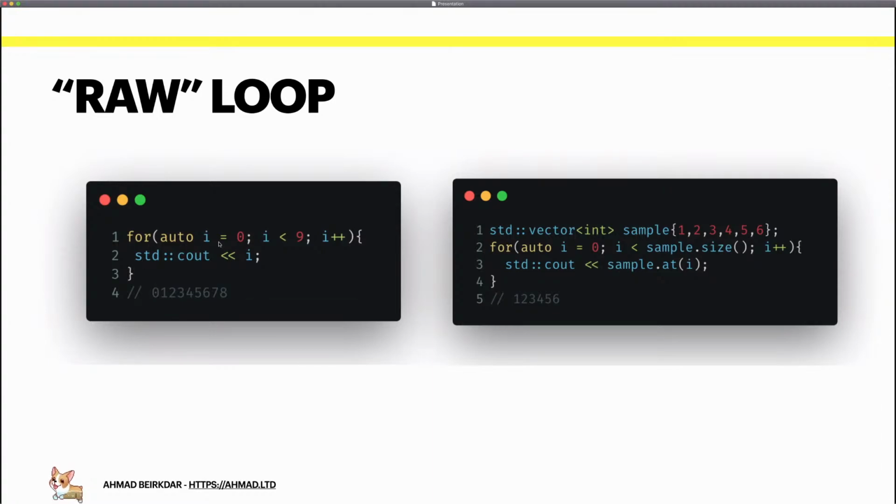So for auto i is equal to 0, while i is less than 9, i plus plus, and then you do whatever you want inside here. So I'm going to print out from 0 to 8, and you can see here it prints it out.